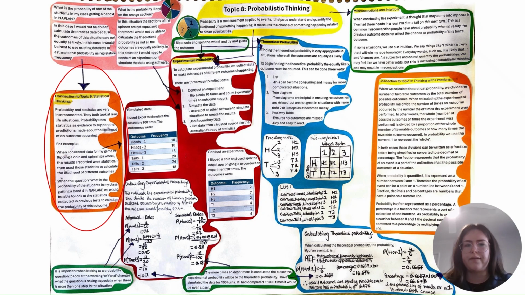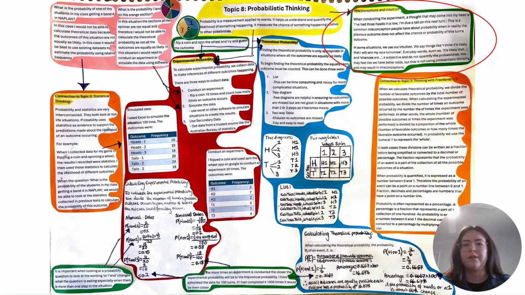They both look at real-life situations and questions. Probability uses statistical evidence to support the predictions made about the likelihood of an outcome occurring. You can see when I collected my data for the game in this example, the results are statistics I then used to calculate the likelihood of different outcomes.